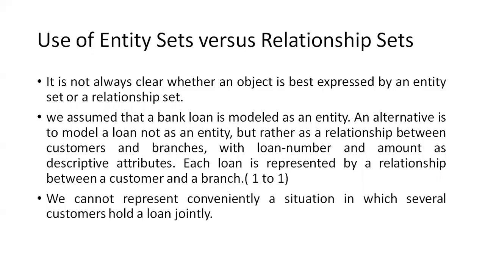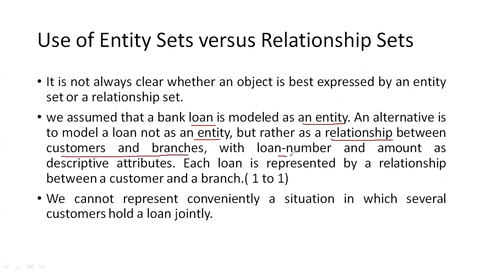To make you more clear, I will annotate the things. We assume that bank loan is modeled as an entity. So we assume loan is an entity. Now, what is the alternative? The alternative is not to model loan as an entity. Instead of entity, model the loan as a relationship between customers and branches.